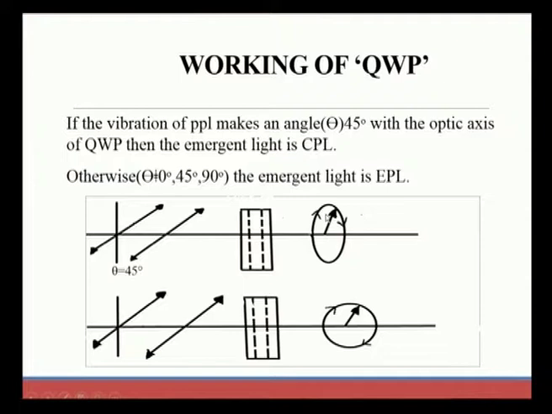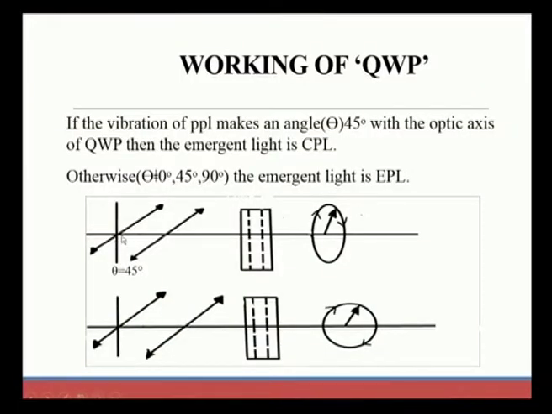So, the main thing we need to know is that the angle of incidence of the linearly polarized light has to be 45 degrees, so that we can get circularly polarized light from the QWP. So, for getting a CPL, the condition is that the angle of the incident plane polarized light to the optic axis should always be maintained, that is theta equal to 45 degrees.